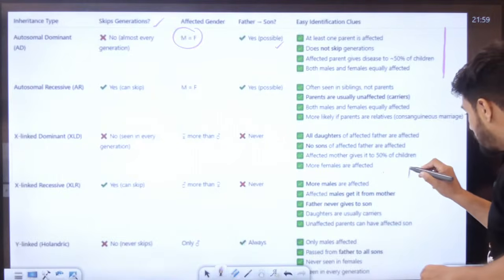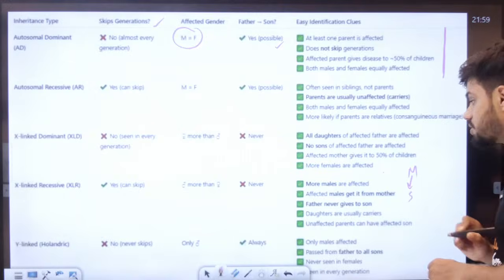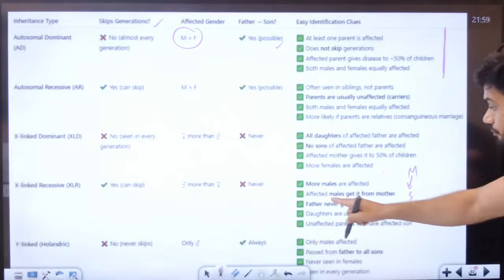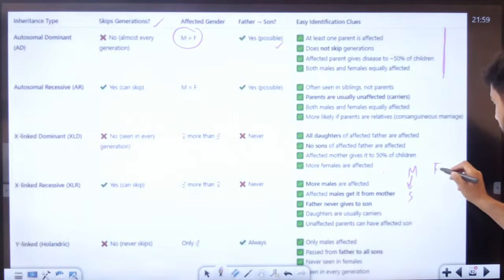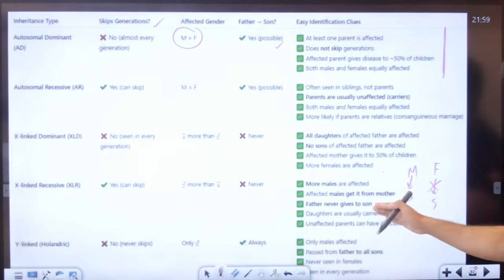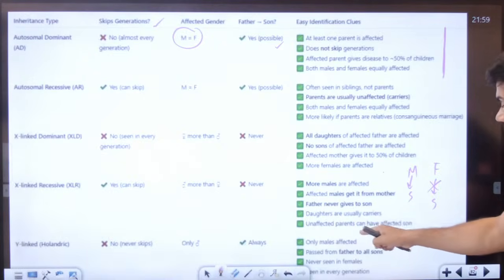That is, from mother to son it goes generally. Mother to son it goes. Father will never give to son; from father to son it will never go. Daughters usually are carriers here. Unaffected parents can have an affected son.